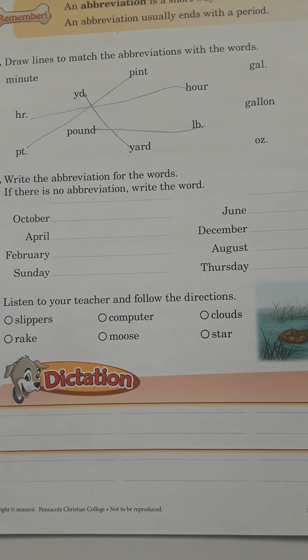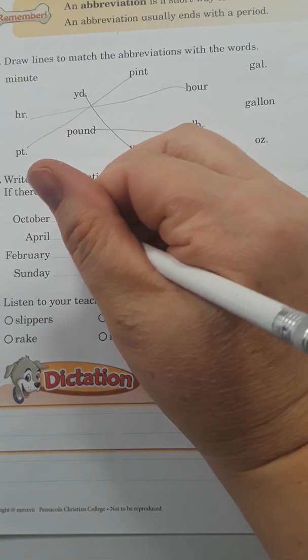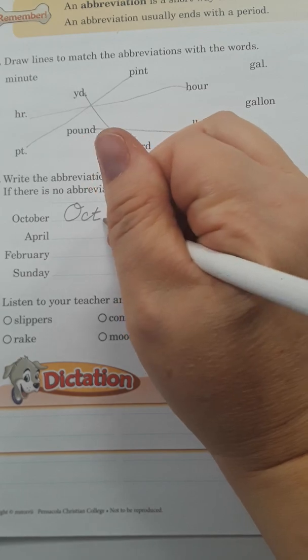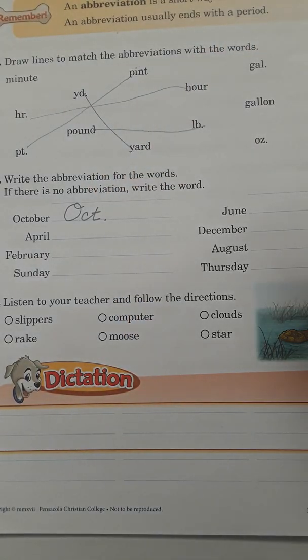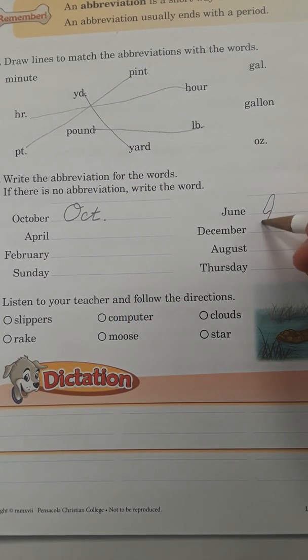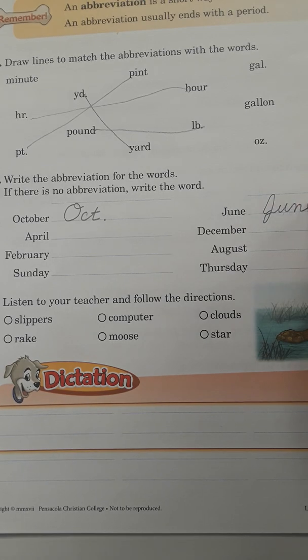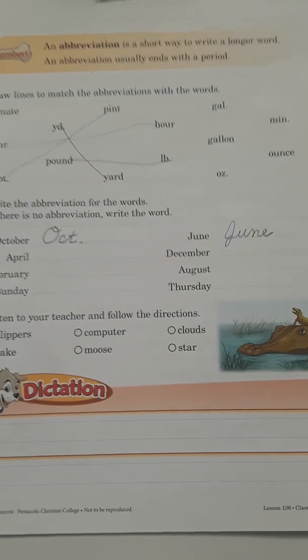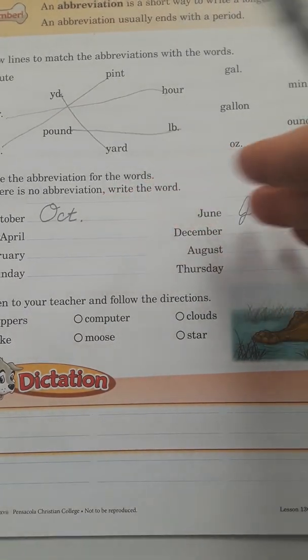Write the abbreviation for the words. If there's no abbreviation, write the word. October, capital O, C-T period. June, there's no abbreviation for June, so you just write the word June. All right, go ahead and do the rest of those by yourself.